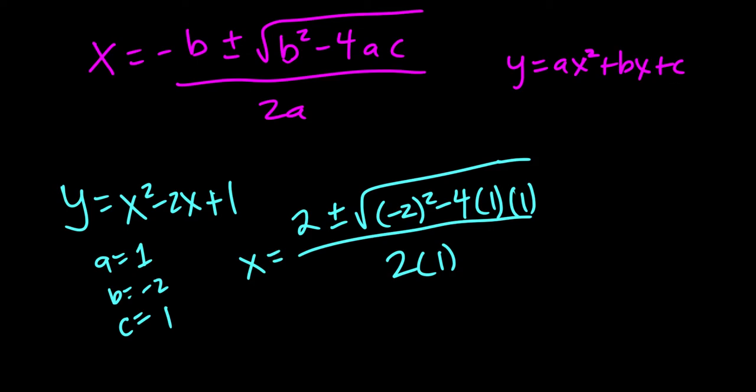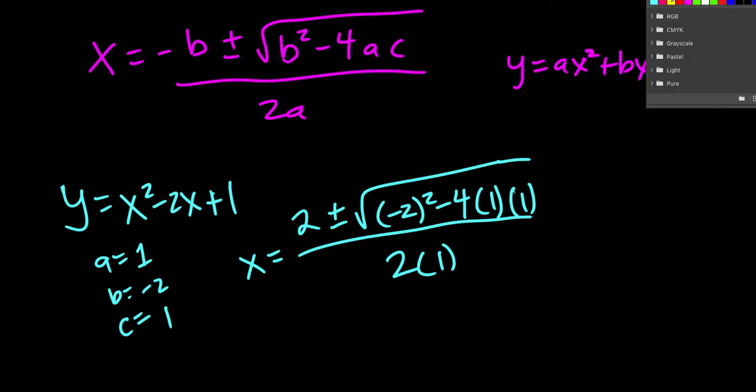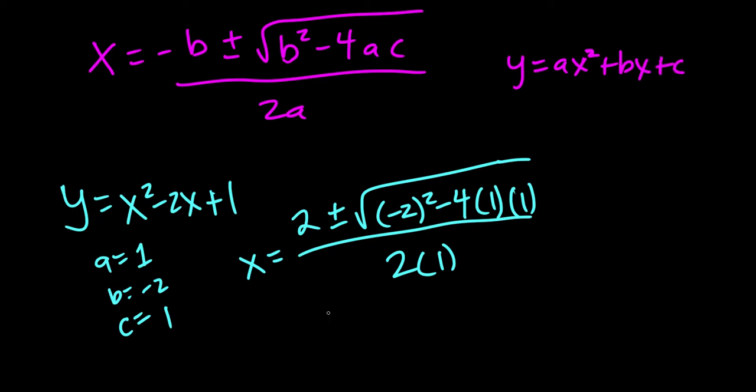Okay, now at this point you can use the aid of a calculator if you want to, but I suggest starting on the bottom. 2 times 1 is 2. 1 times 1 times negative 4 gives us negative 4. Negative 2 squared gives us positive 4, and so 4 minus 4 is 0.